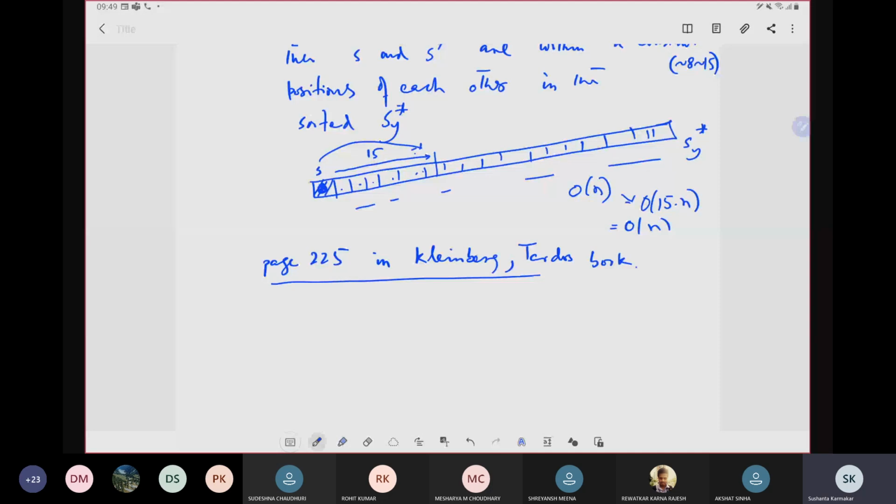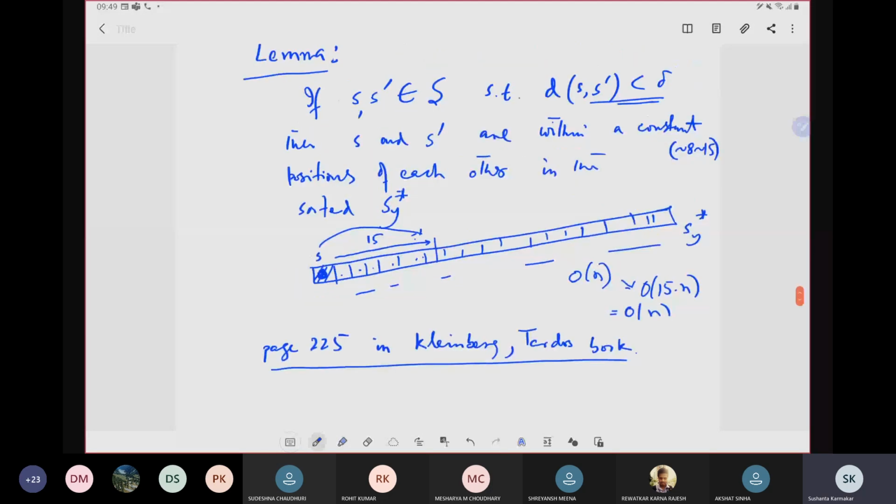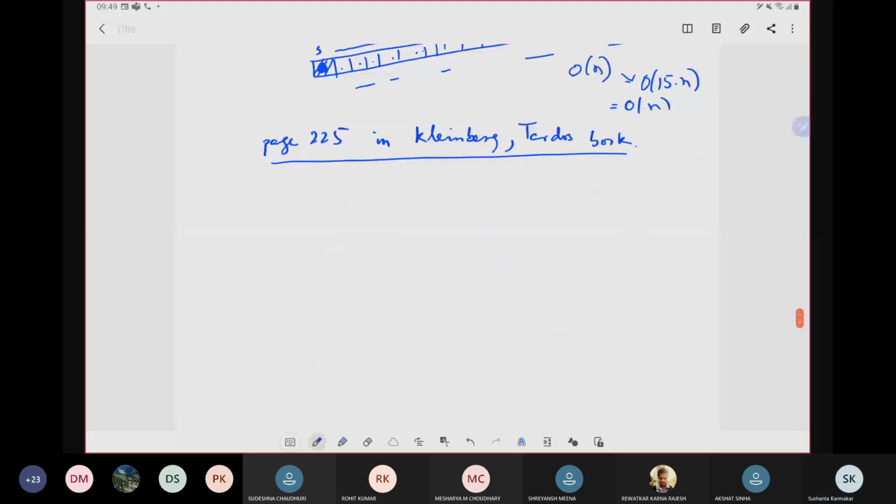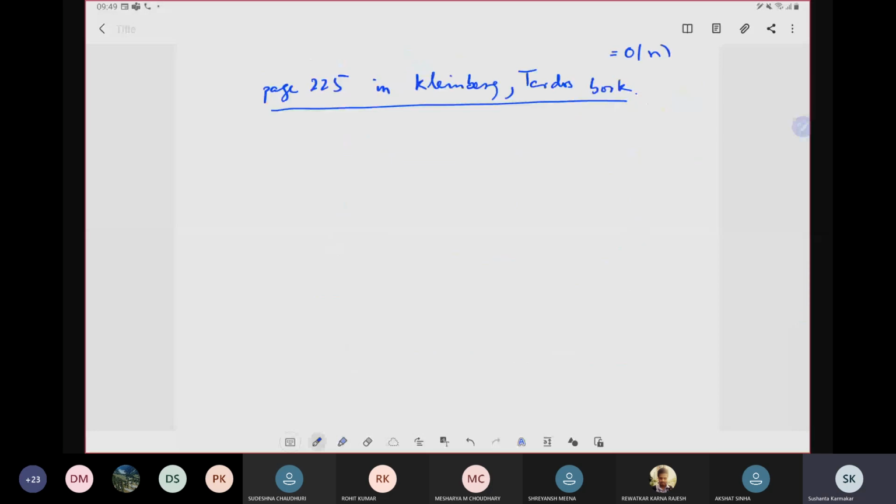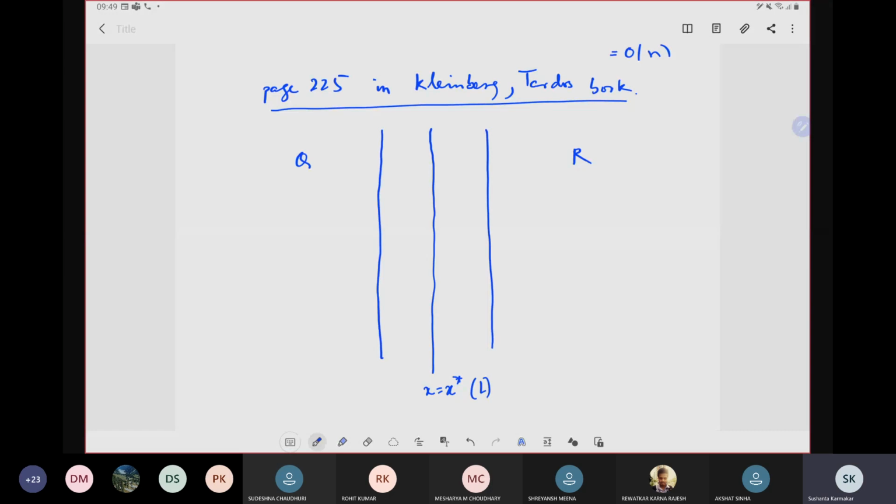So I give you a small hint about the proof of the lemma. The idea is that this is the line L, x equal to x star. And remember, only one point is on this line. This is my Q region. This is my R region. And this is my delta region, on both sides, this delta. This is delta and this is delta.